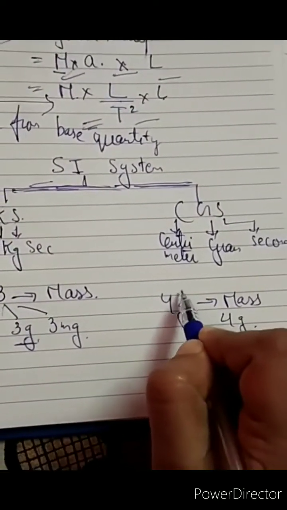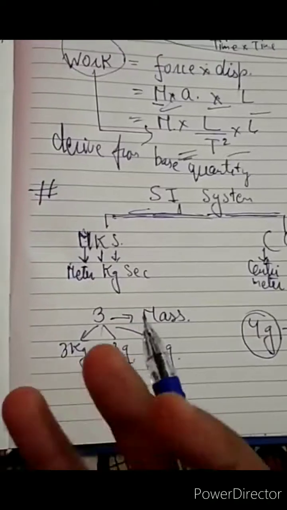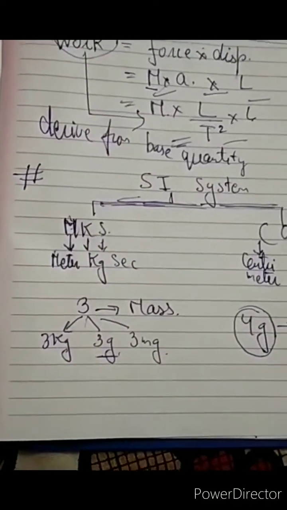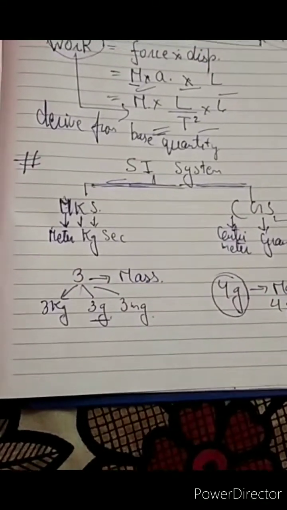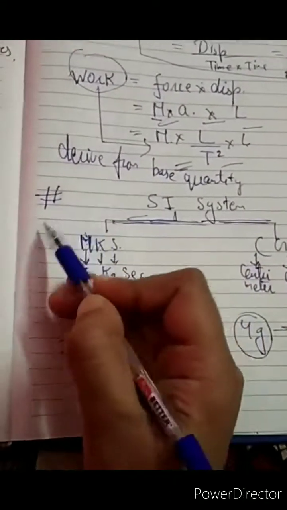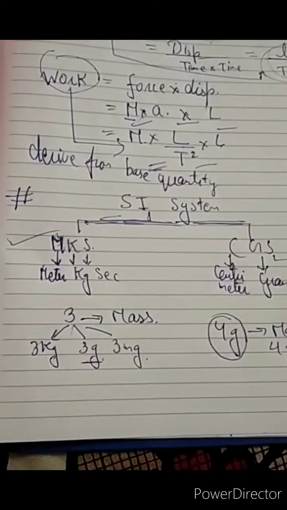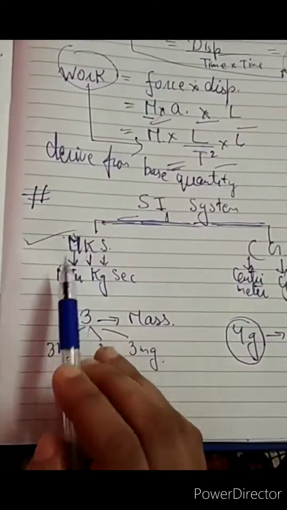So unit gives weightage to your fundamental quantities. Now, what type of system are we following? We are following the MK system. MK is our SI system. That is, M should be in terms of meter.